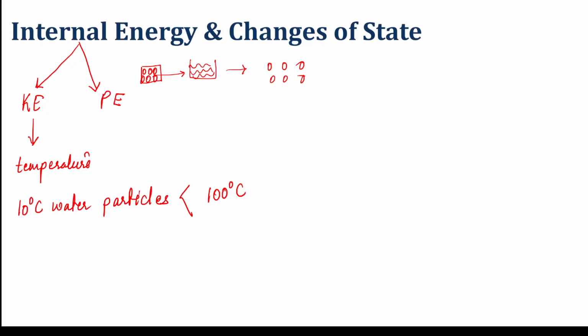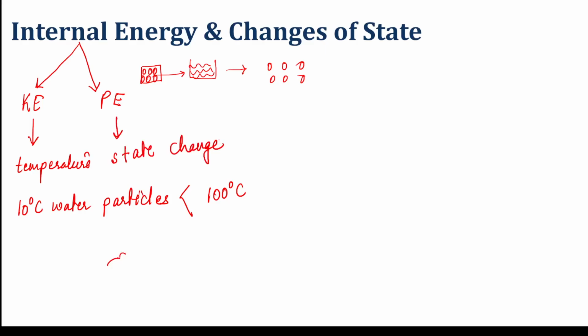And when does the distance between the particles change? If it is at 10 degrees or if it is at 100 degrees, the distance between the particles is not changing. But what would change the distance is the state change. So you need to say state change. So what changes the potential energy is the state change.